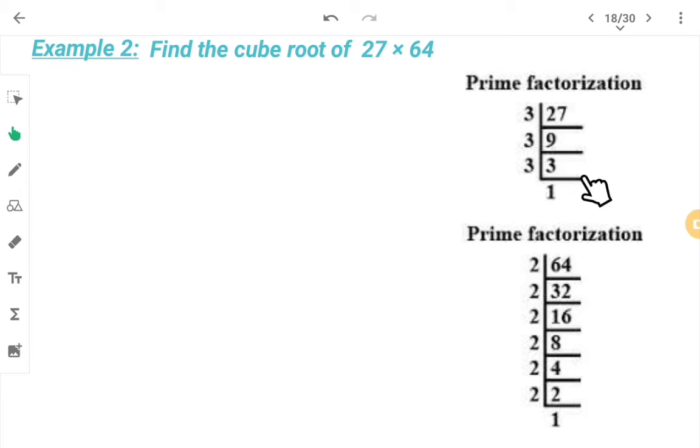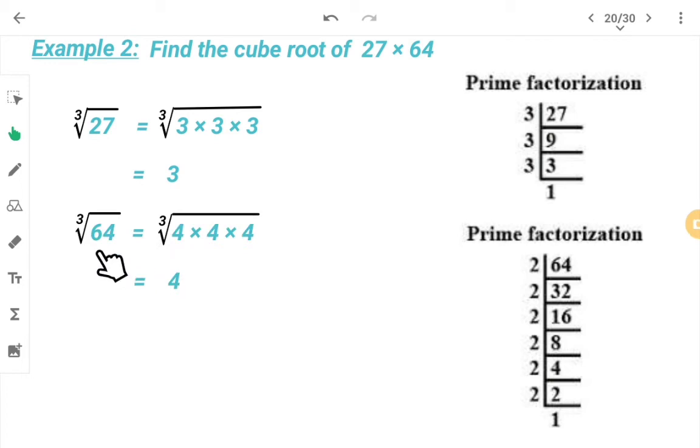So first I am going to write this 27. Cube root of 27 can be written as 3 into 3 into 3. Right? And what is the next? I am going to make a group of these three numbers together. From that group, I am going to take 1, because it is cube root. So what is cube root of 27? 3. And now I am going to expand this 64.